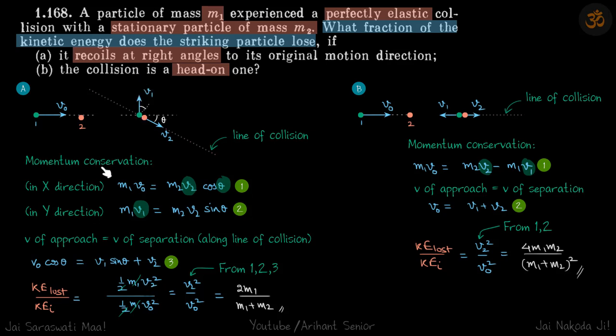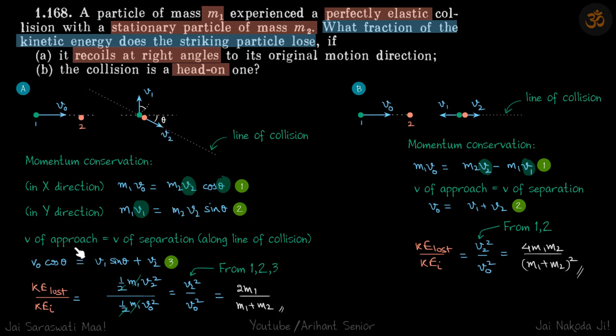So we'll do our momentum conservation in x and y directions. So in x direction, the initial momentum is m1 v0 and final is m2 v2 cos theta. And in y direction, the initial momentum is 0, so final should also be 0, which means m1 v1 is equal to m2 v2 sin theta.